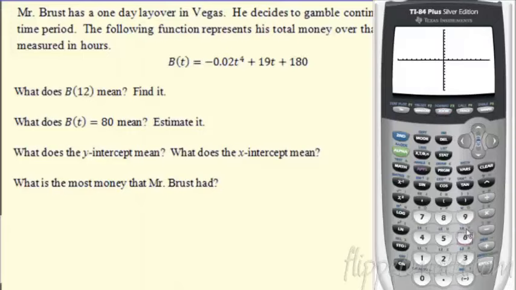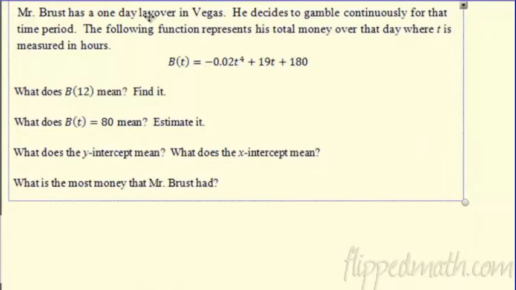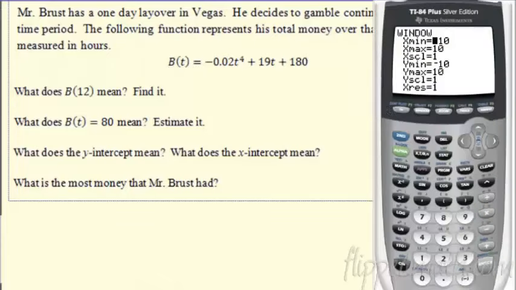So I definitely did my zoom standard. I got this. Again, not a friendly window. Hardest part of all this is just finding it. Once you've got the window, you're good to go. So what did I think about? Well, I've got to think about what X and Y stand for. Well, T is time in this case. And this is Mr. Brust gambling, measured in hours. So hopefully I do pretty well here. So B, I guess, is for Brust. T is time, and it's some kind of amount of money here.